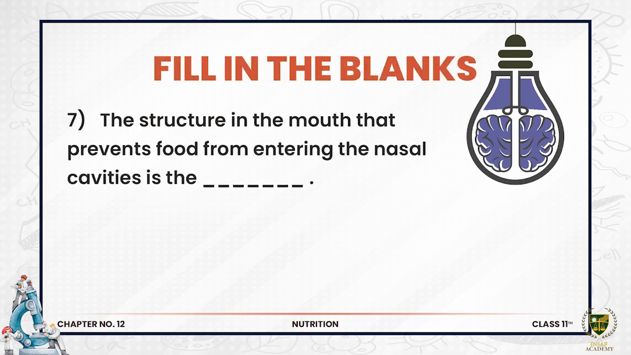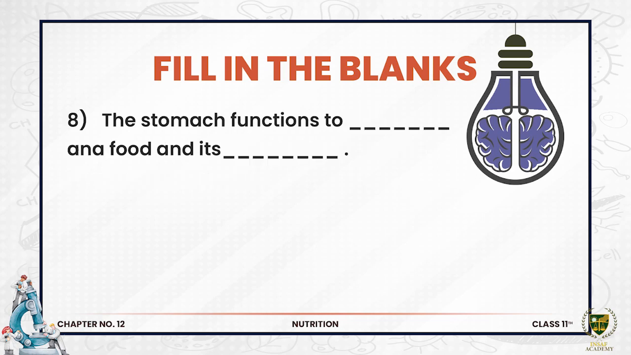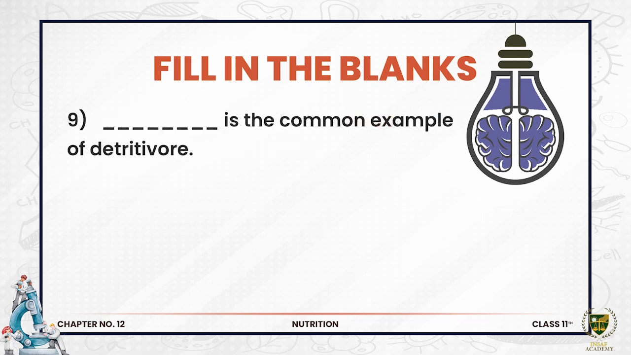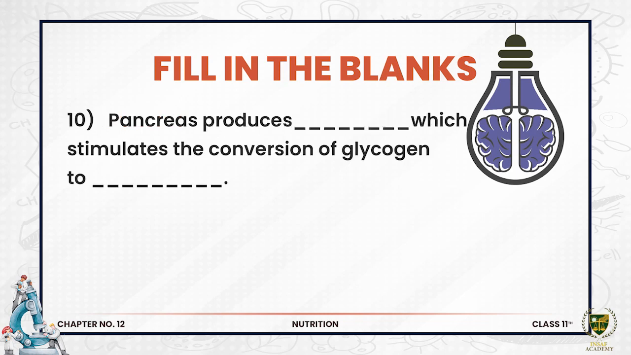Number 7, the structure in the mouth that prevents the food from entering the nasal cavities is the soft palate. Number 8, the stomach functions to store food and its digestion. Number 9, earthworm is the common example of detritivore. Number 10, pancreas produces an enzyme which stimulates the conversion of glycogen to glucose.